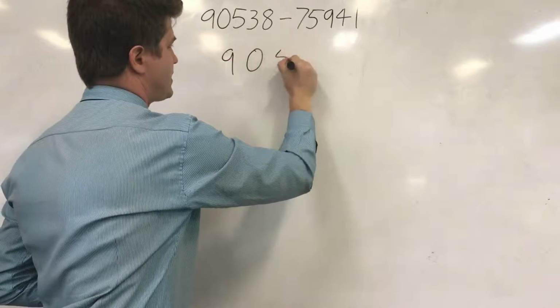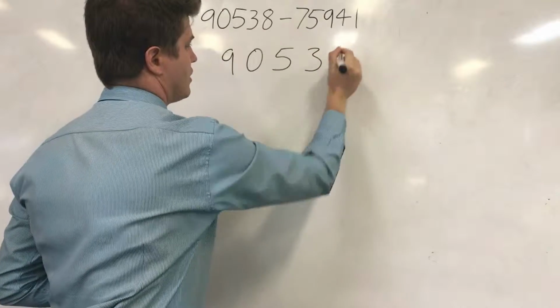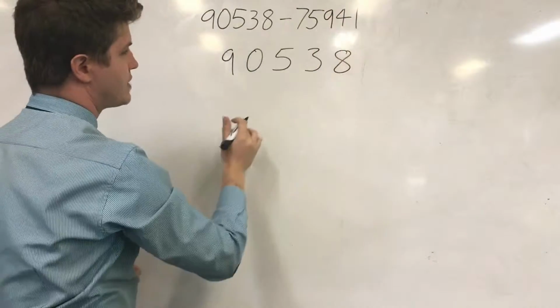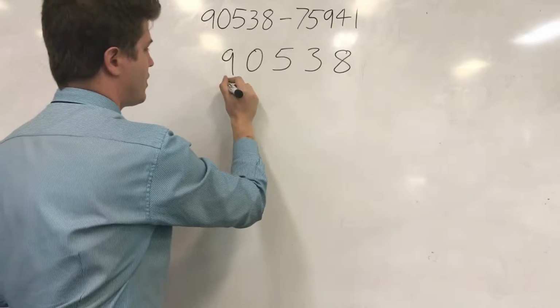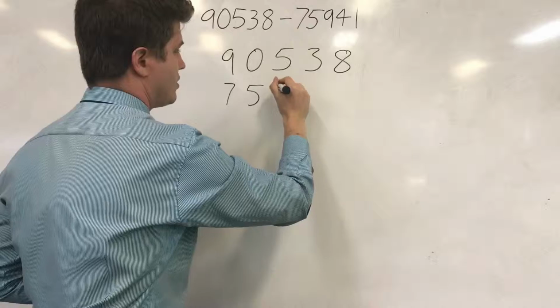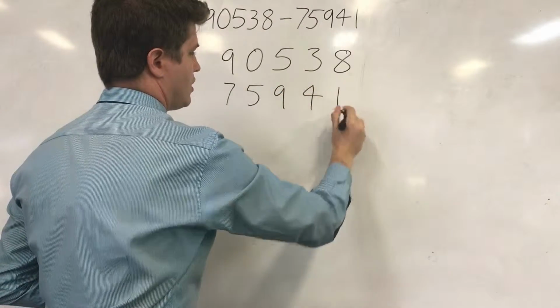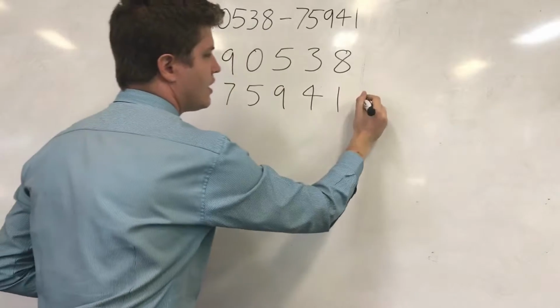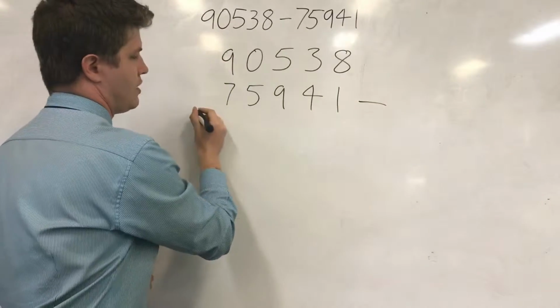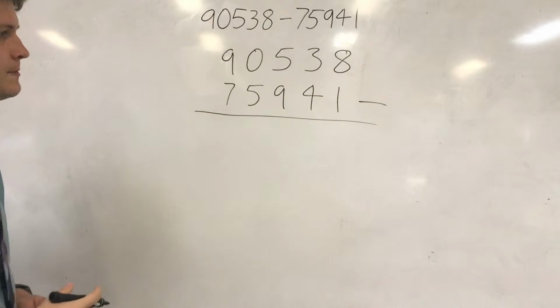90,538. I'm just separating it a bit more so we've got some room to play with it. And putting this number 75,941 beneath it, making sure we're lining up in those place value columns. Now I could put my minus here or here, it doesn't matter, I like putting it there. I'm going to put a line here to separate our answer from those numbers.